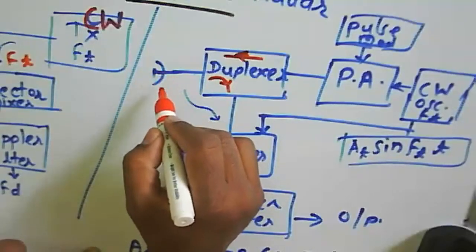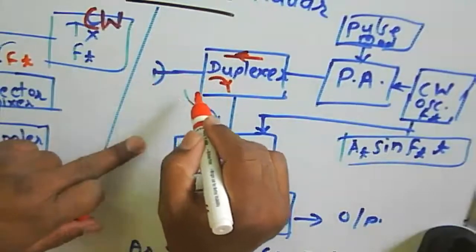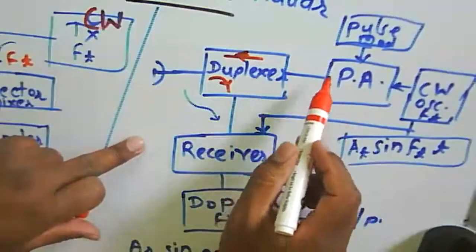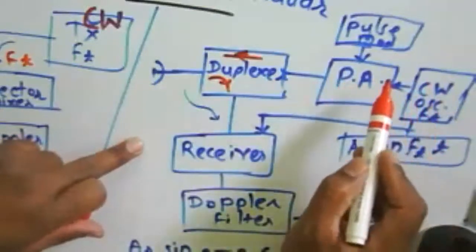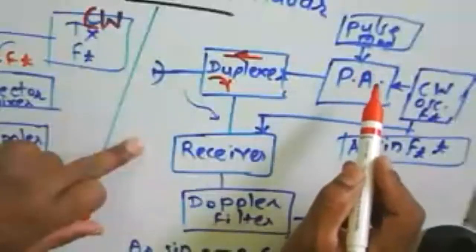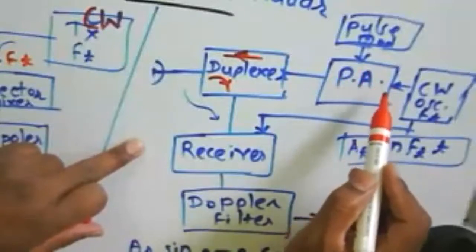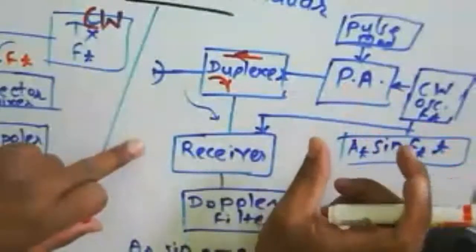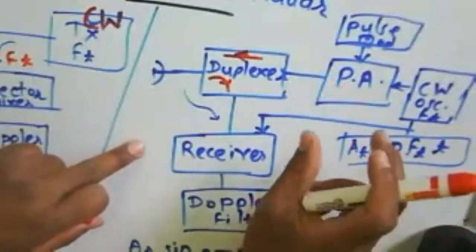Whichever echoes from the target are observed at this device or at this antenna will be directed toward the receiver. But the high power signal, because we have a continuous signal, and that continuous signal is to be amplified, that's why we use a power amplifier. This PA stands for power amplifier. So we are using a power amplifier to amplify the pulse or to increase the power of that given particular signal.